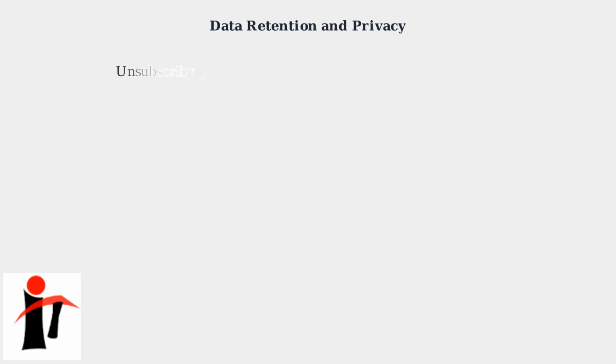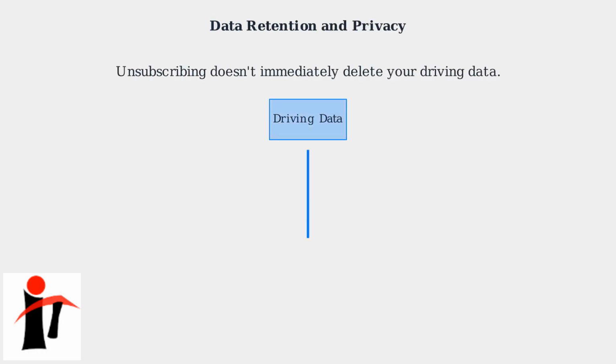It's important to know that unsubscribing from full self-driving doesn't immediately delete your driving data. This data includes recordings from your trips and sensor information collected during FSD use. Tesla retains this driving data for 7 years under U.S. law as required for safety investigations and regulatory compliance. This means the data stays on Tesla's servers even after you cancel your subscription.